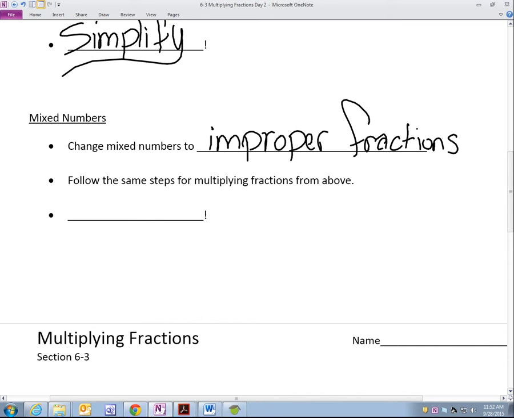You need to change the mixed numbers into improper fractions. Then you follow the same steps for multiplying fractions from above.